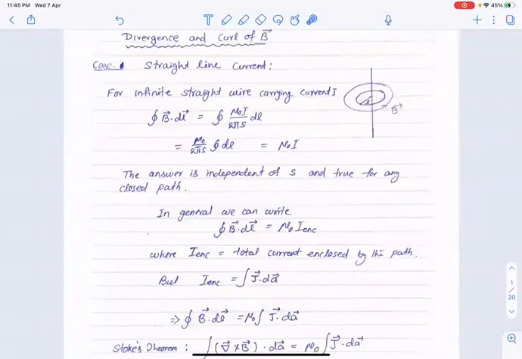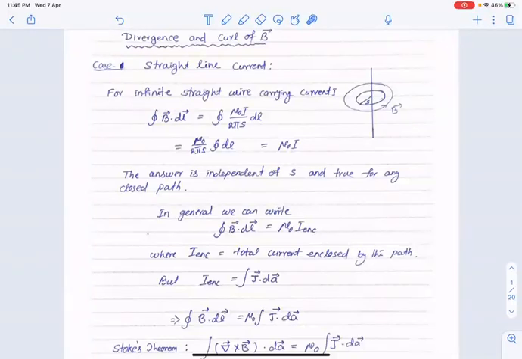Hello students, in the previous lecture we discussed Biot-Savart's law, where you could calculate the magnetic field B due to steady currents. There, as an example, I also showed you what the magnetic field of a straight line current would be. That turned out to be mu 0 I by 2 pi s, if you remember. Now let's begin this lecture by calculating the divergence and the curl of B.